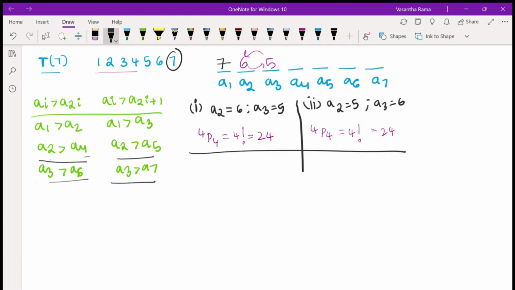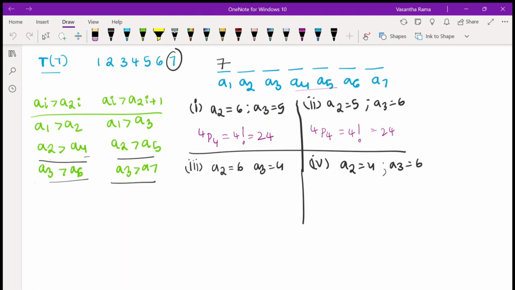Moving on, the third case that we will be dealing with, let A2 be equal to 4 and A3 be equal to 6. Now in case 3, we fill A2 with 6 and A3 with 4, right? The digits that we have left are 1, 2, 3, 5. So A4, A5, A6 and A7 must be filled with 1, 2, 3 and 5.